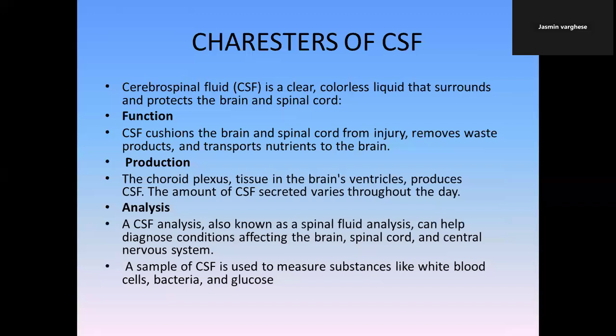Now we will see the characteristic features of cerebrospinal fluid. So, what is cerebrospinal fluid? It is a clear, colorless liquid that surrounds and protects the brain and spinal cord. It is present in cavities. What is the cavity name? Ventricles. CSF cushions the brain and spinal cord from injury, removes waste products, and transports nutrients to the brain.